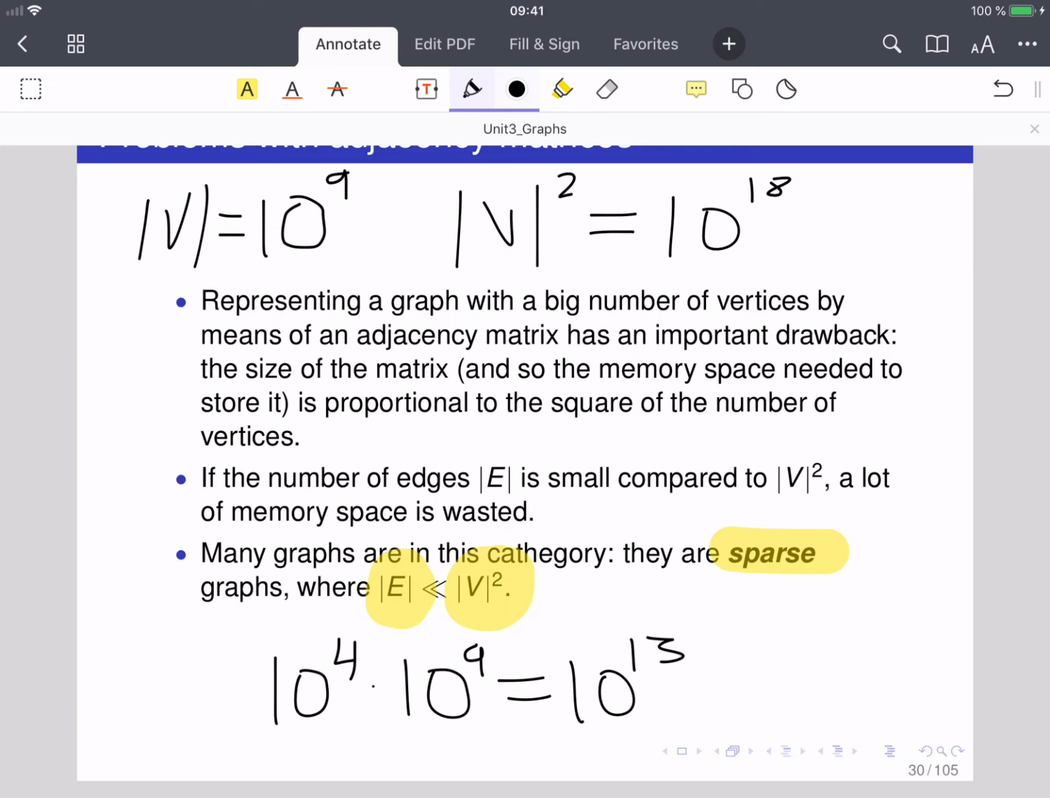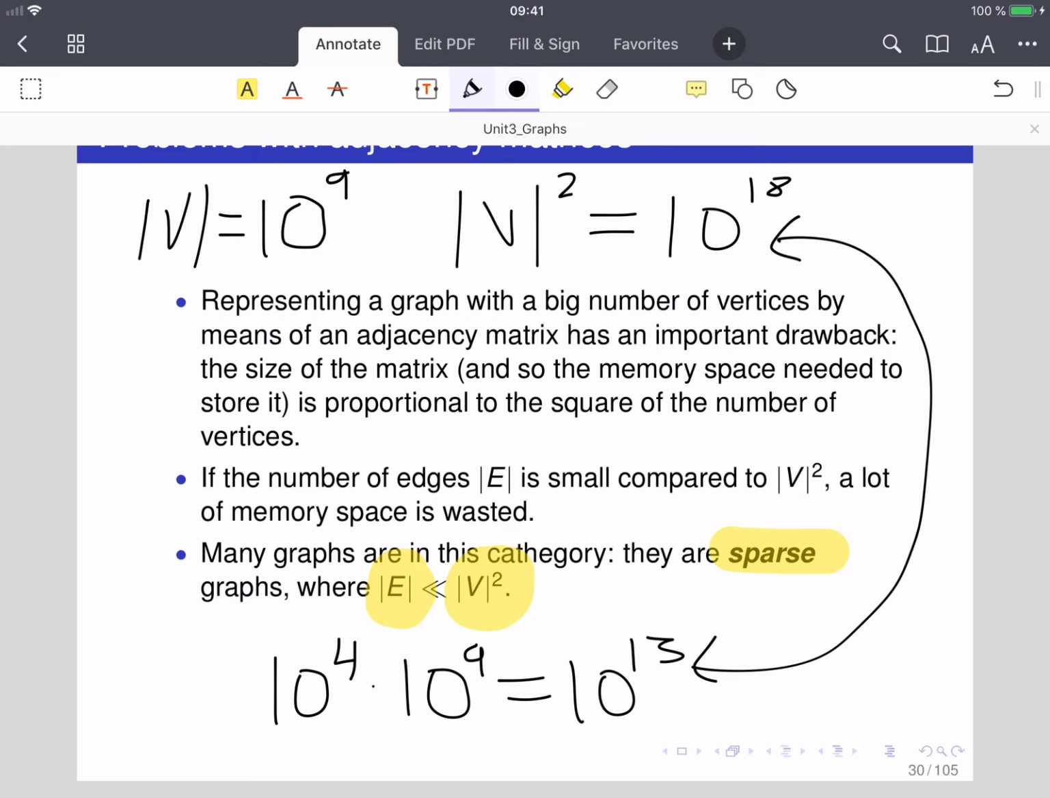Okay, so when we compare these two numbers, 10 to the power 18 is much bigger, is 10,000 times bigger. So we are wasting a lot of memory. Most of the elements, only 1 out of 10,000 is going to be different from 0. Okay, so this is something that for sparse graphs, for graphs in which most of the elements are 0, and in most practical situations this is going to be the case, is a waste of memory.